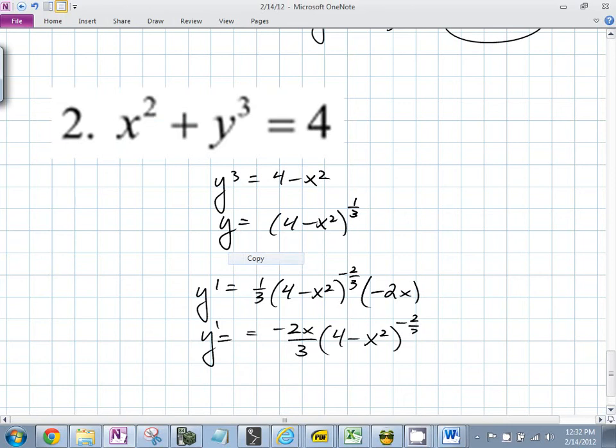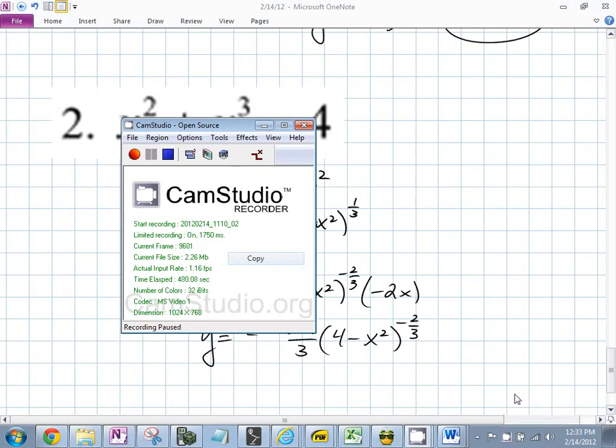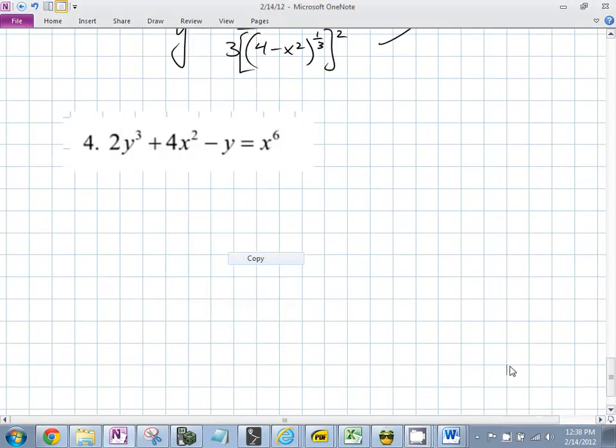Now, though, let's use... What do we use now? What's the first term become? Look up there. What's it become? 6 times what? 6y squared y prime plus 8x minus y prime is equal to 6x to the fifth. There's an invisible 1 times there, right? And what are we isolating? Y prime.